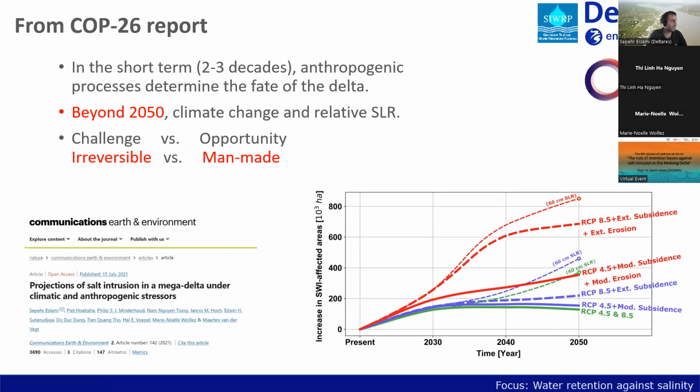So the conclusion is that in the short term, let's say within 2 to 3 decades, anthropogenic drivers determine the fate of the delta. Beyond 2050, in the second half of the century, perhaps sea level rise and land subsidence will become more significant drivers. And of course, the challenge is that a lot of these trends are irreversible, but the opportunity is that lots of these drivers are actually human-made and can be influenced by policy making.